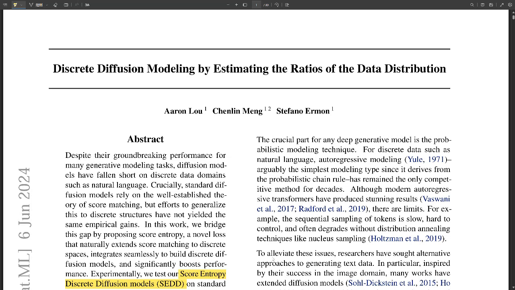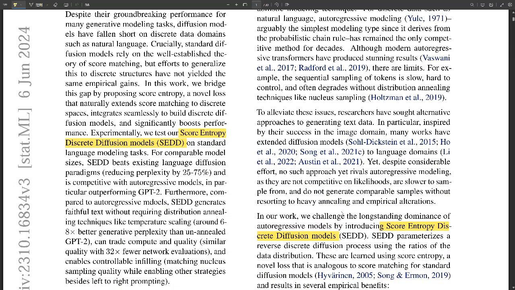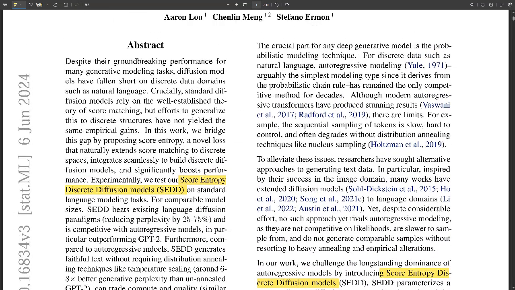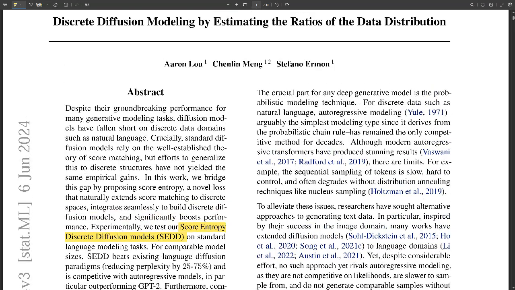All right, let's dive into some really cool AI stuff today. We've got a research paper all about a new method called SEDD. Yeah, Score Entropy Discrete Diffusion, or SEDD. Okay. And this paper, Discrete Diffusion Modeling by Estimating the Ratios of the Data Distribution, is saying SEDD could be a big deal. How so?